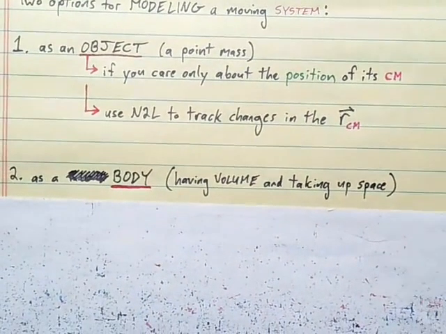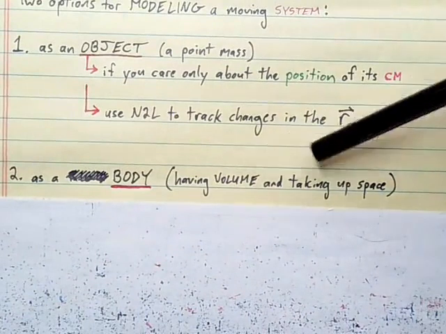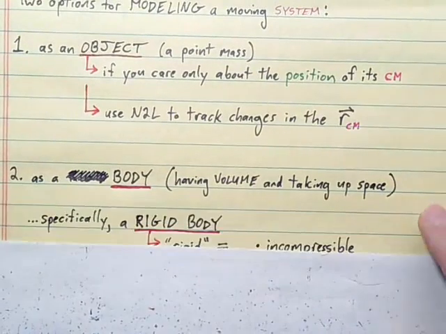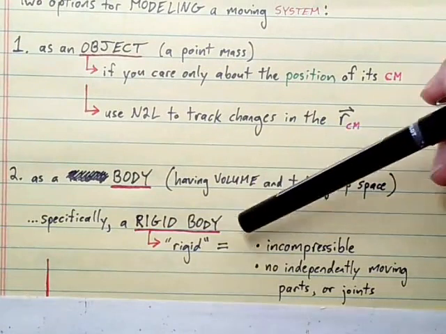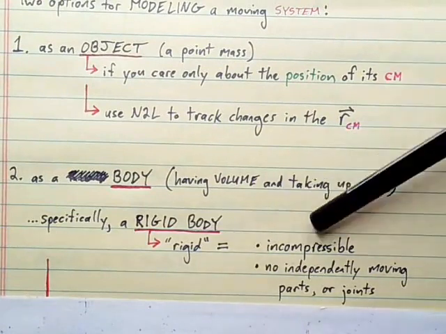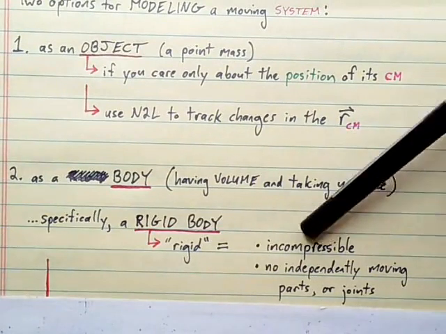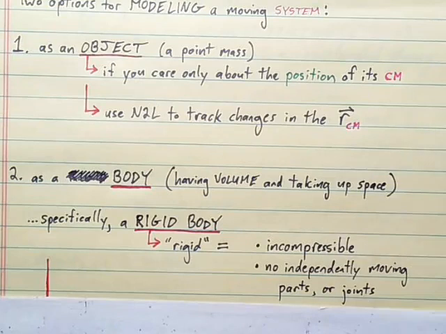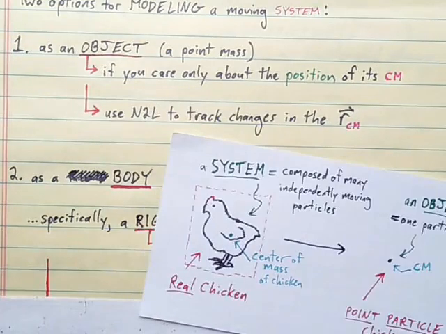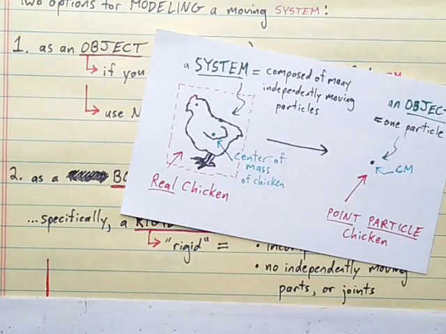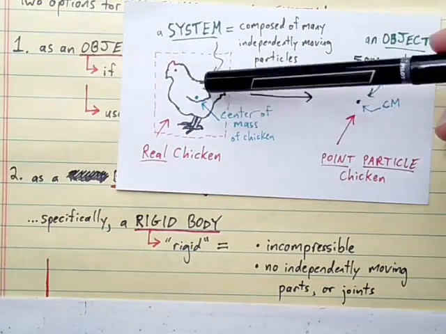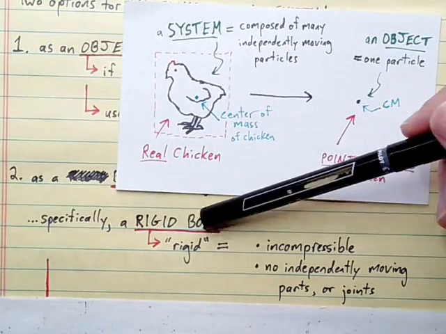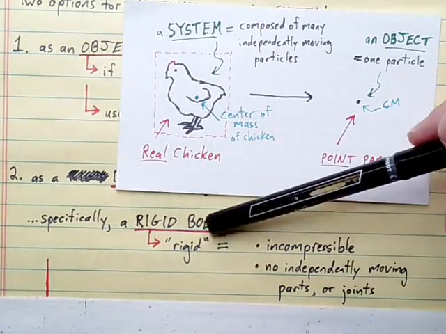Model the system as a body, something that actually has volume and takes up space. We'll be specifically focusing on rigid bodies. Rigid here means something that is incompressible, can't be stretched or squeezed, and has no independently moving parts or joints. So our chicken doesn't really qualify. You can squeeze a chicken and it's got wings and legs that move independently, so it can't really be well represented as a rigid body.